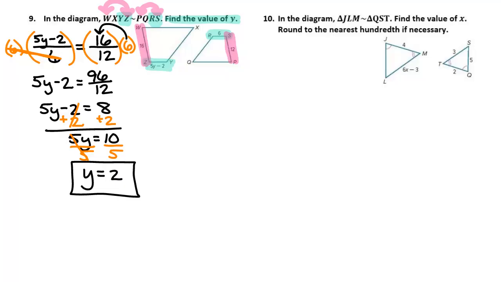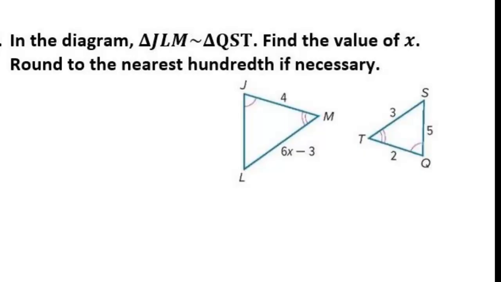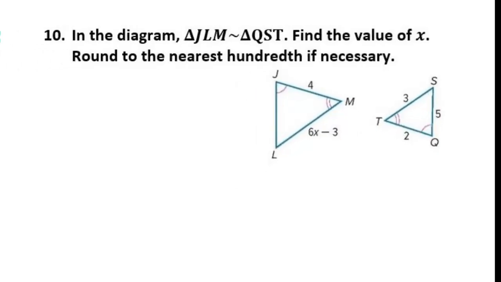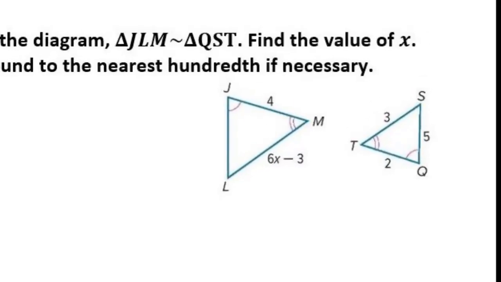All right, let's go look at number 10. It says, in the diagram, triangle JLM is similar to triangle QST. Find the value of x, round to the nearest hundredth if necessary. So we're supposed to find x. Where is x? First triangle on which side? LM, right here on side LM.